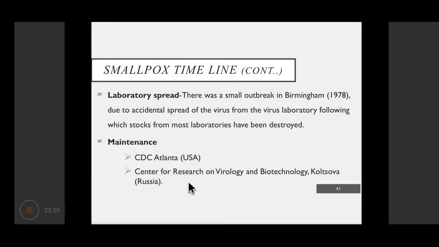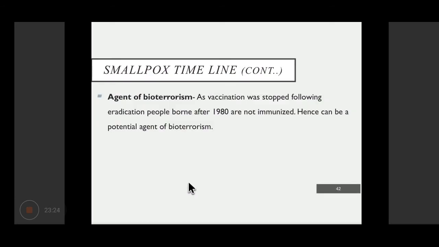So it was eradicated in 1977, but in 1978 there was a small outbreak in Birmingham due to the accidental release of the virus, following which most of the stocks that were kept in laboratories were destroyed. Presently only in USA and Russia they have stocks of this virus, mainly for scientific research purposes. Otherwise, the virus has been destroyed from all the other laboratories that were keeping them.